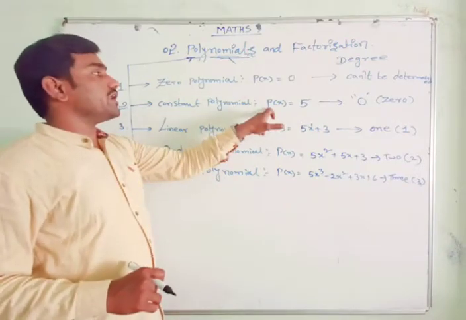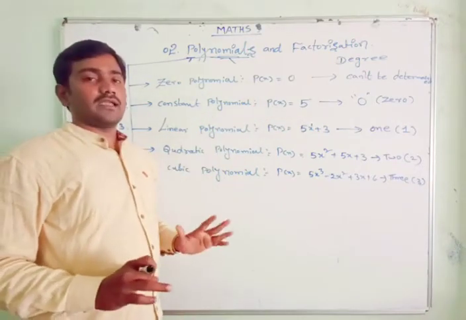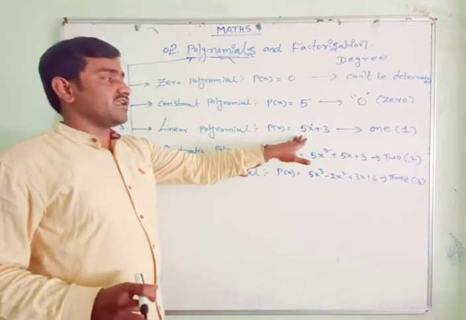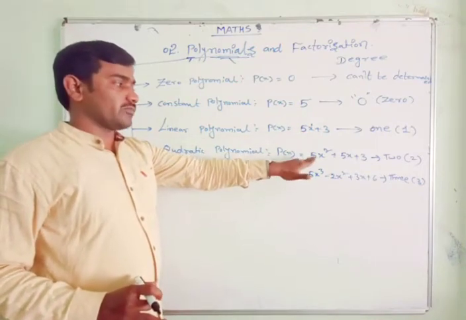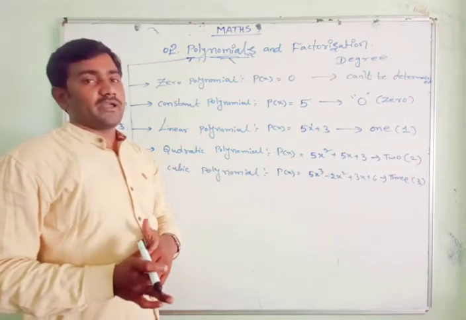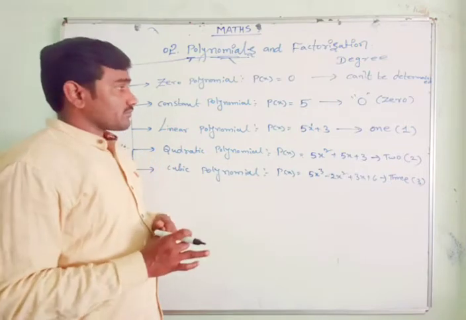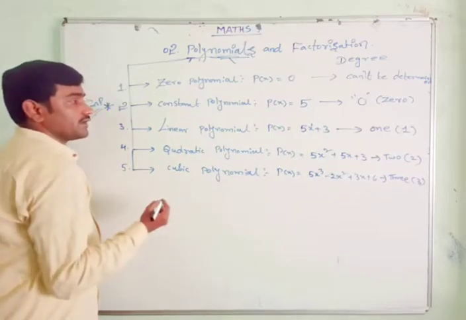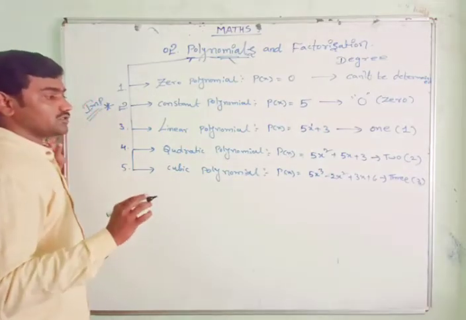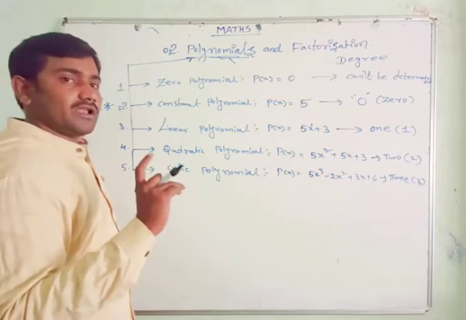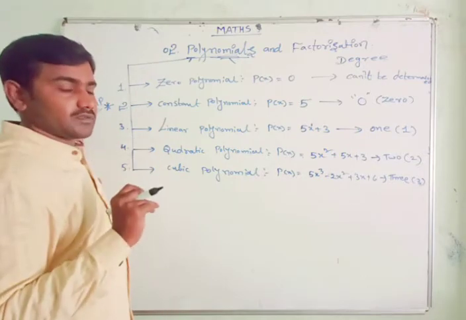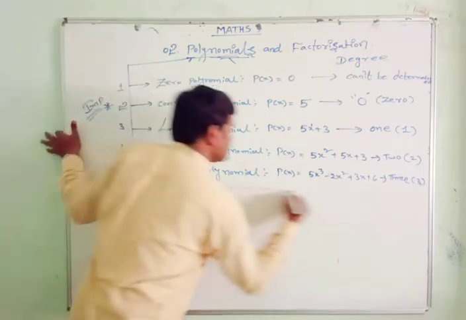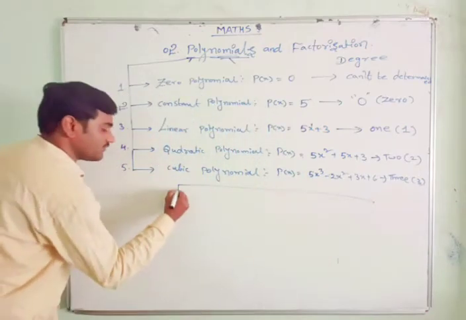Zero polynomial and constant polynomial are very easy to identify. If the degree is 1, linear polynomial. If the degree is 2, quadratic polynomial. If the degree is 3, that is a cubic polynomial. Okay, let us learn next about monomial, binomial and trinomials. These terms should not be confused.